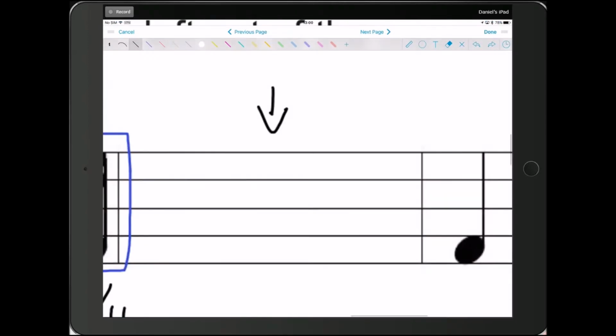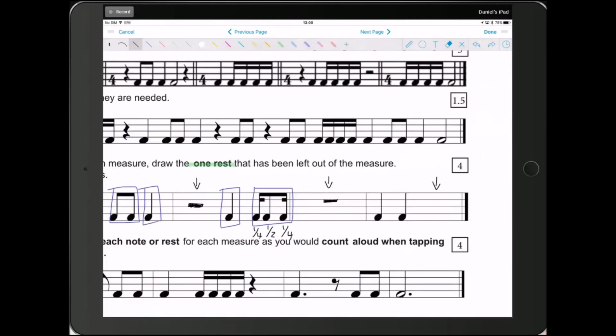Next one, I have nothing here. So the only rest that would take up the whole measure is the whole rest, right? So the whole rest is always hanging down from line number 4. It's that simple. And moving on.